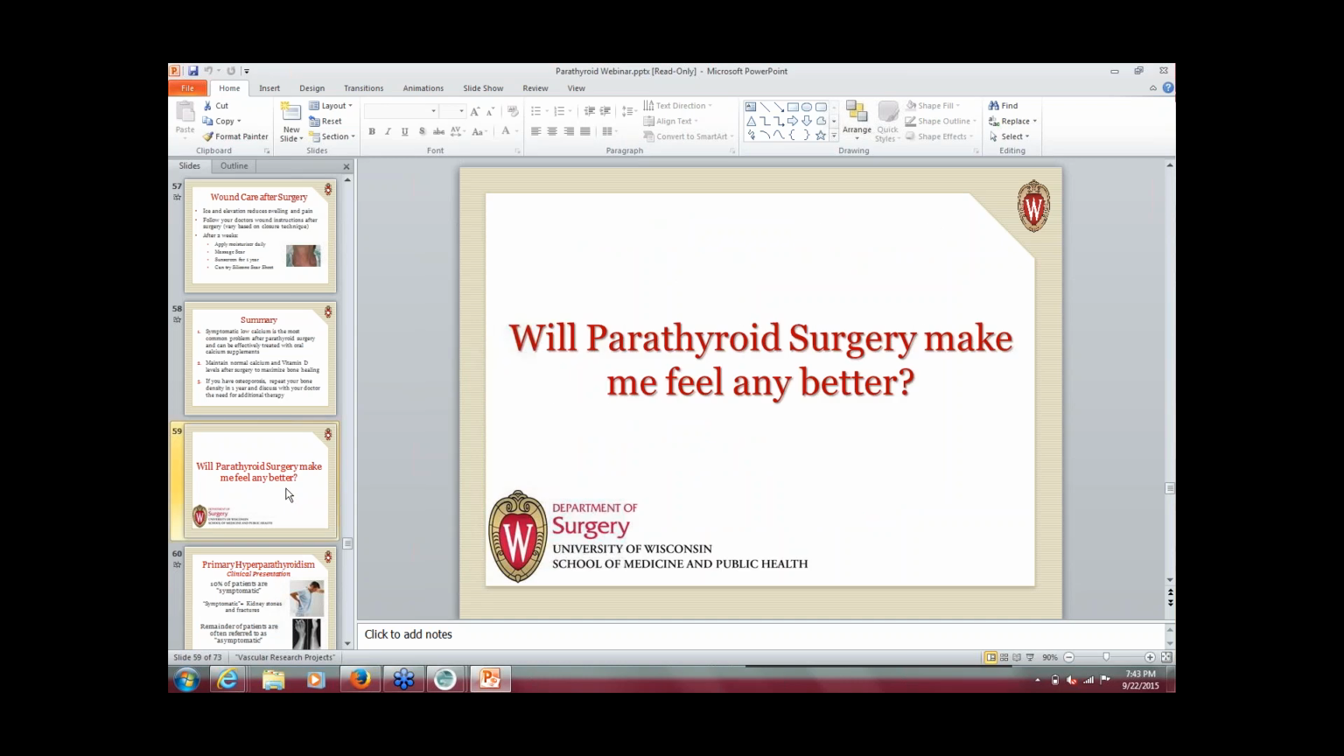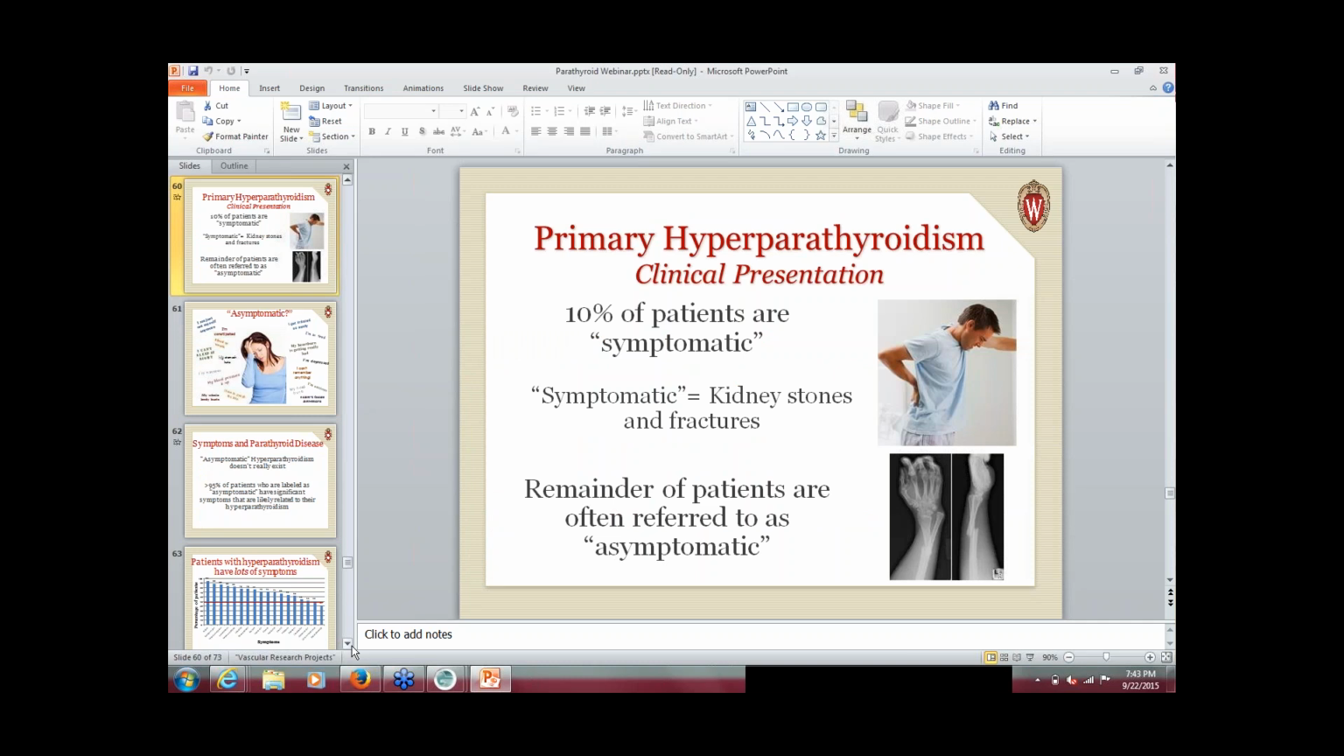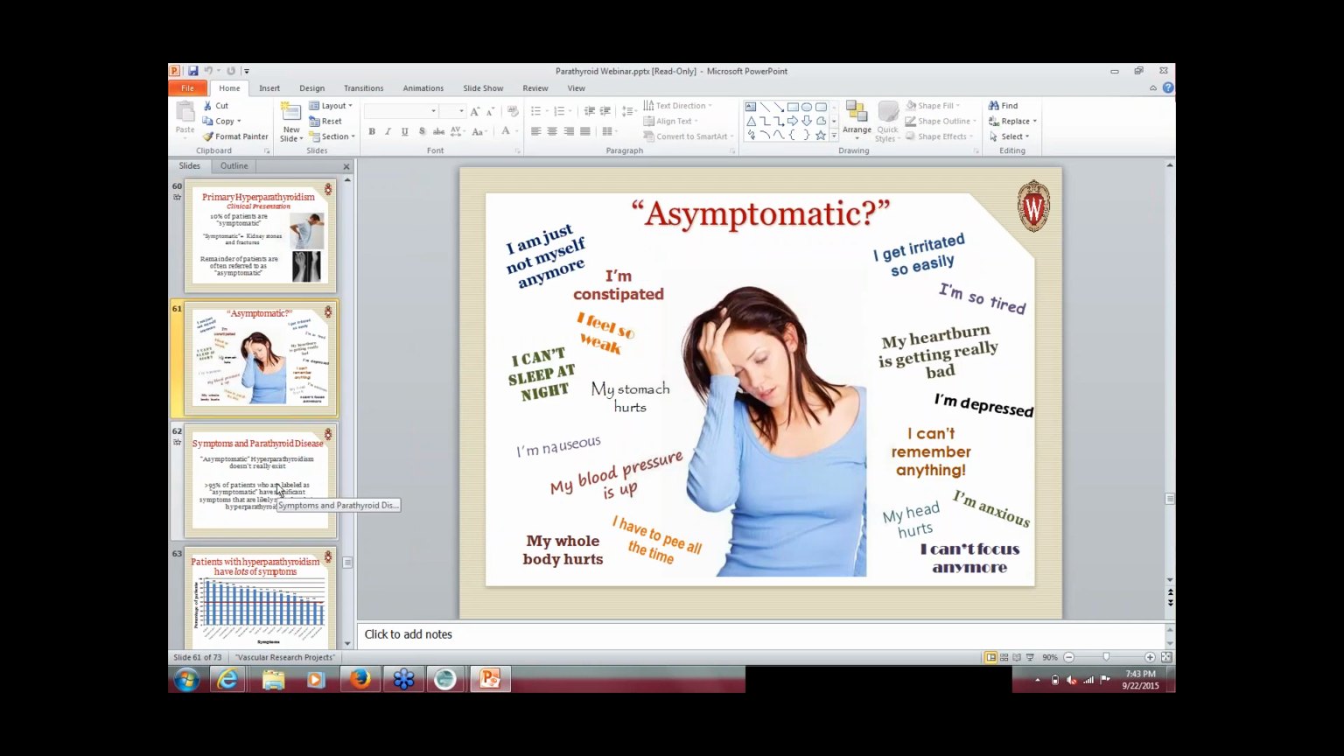So I wanted to touch a little bit about symptoms after parathyroid surgery. Patients always question, is parathyroid surgery going to make me feel any better? 10% of patients are officially labeled as symptomatic, and we typically think of symptomatic patients as those with kidney stones or fractures, and the remainder of the patients are often labeled asymptomatic. The reality is I don't think I've ever seen a patient who's asymptomatic with hyperparathyroidism, and I think anybody who says the word asymptomatic hasn't really talked to their patients. My patients have a lot of symptoms. I just think sometimes people aren't really asking the right questions.